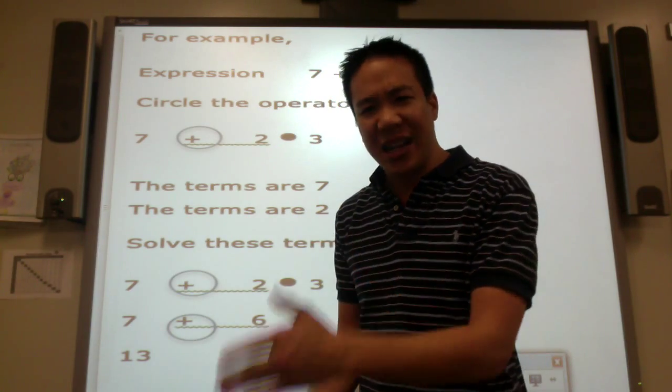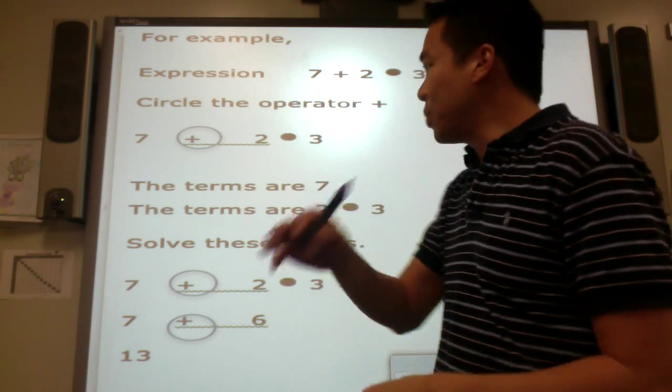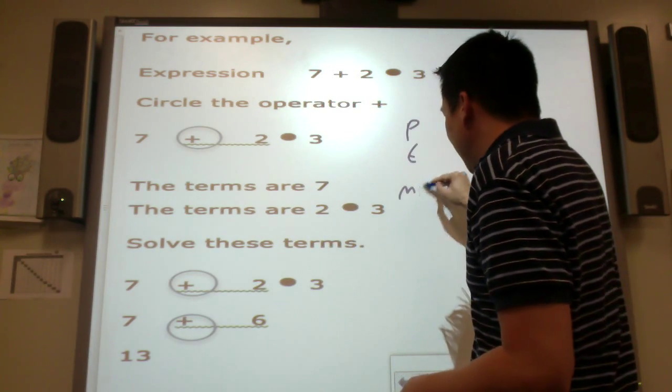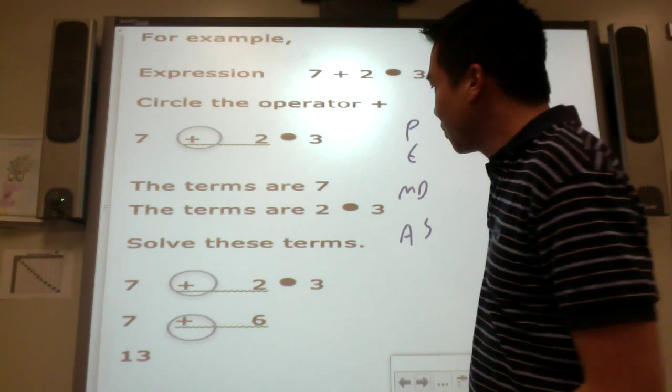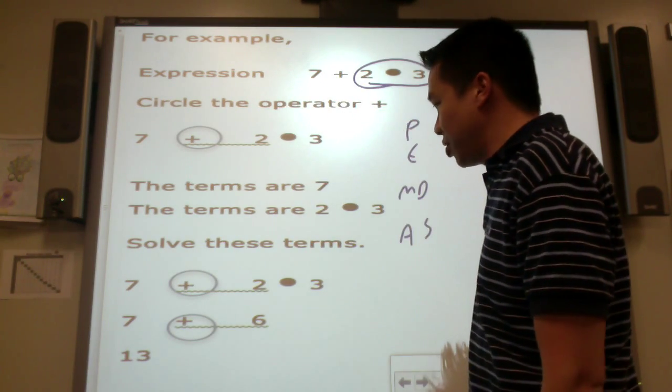They always say multiply, then they think it's divide. They think it's parentheses, exponent, multiply, divide, add, subtract. No, multiply and divide are on the same level. So you do this as 6. 7 plus 6 is 13. Same answer.